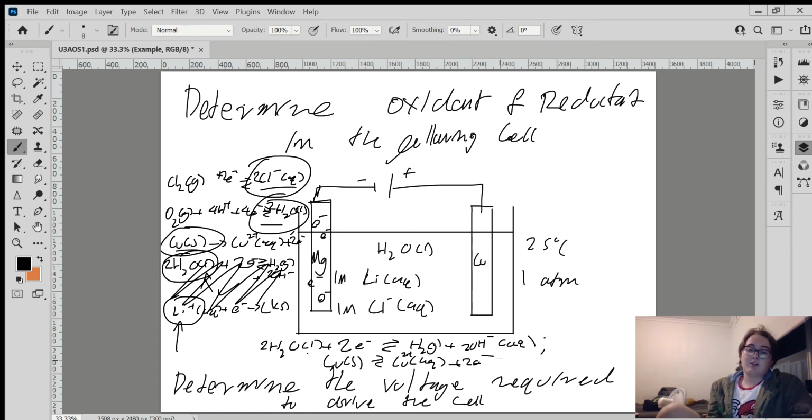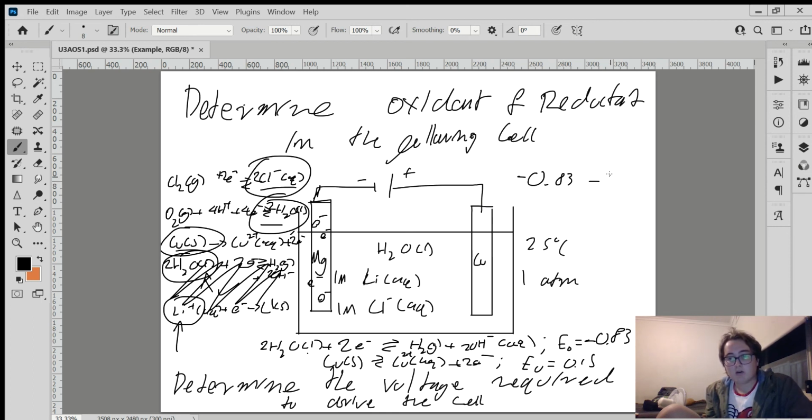Another important thing to know how to do is to find the voltage. So we have E° equals negative 0.83, and E° equals 0.15. It's always the oxidant minus the reductant, so you have negative 0.83 minus 0.15 gives us negative 0.98 volts.